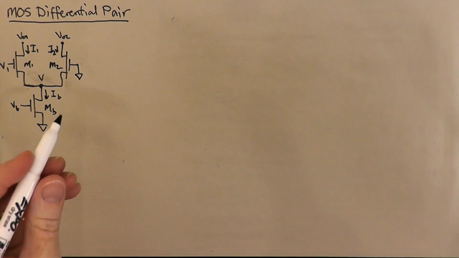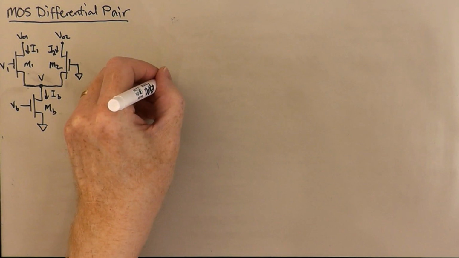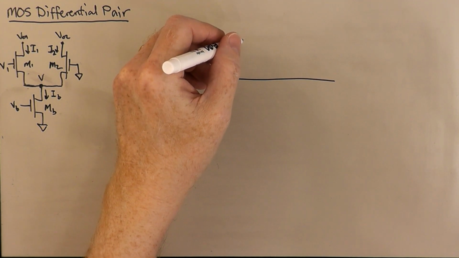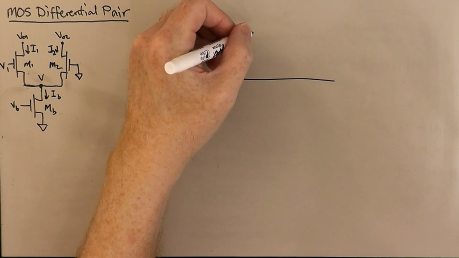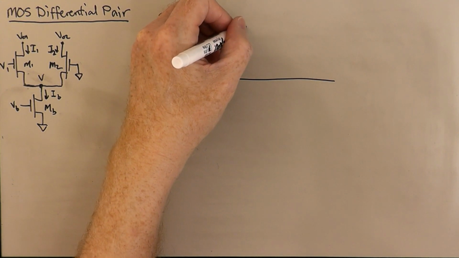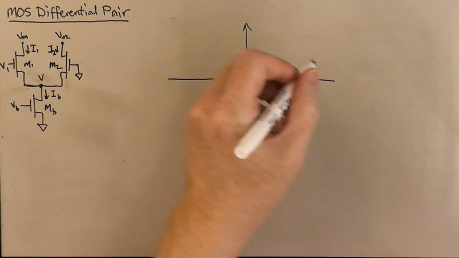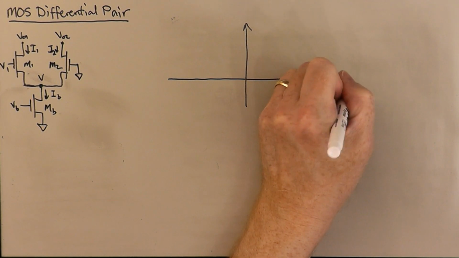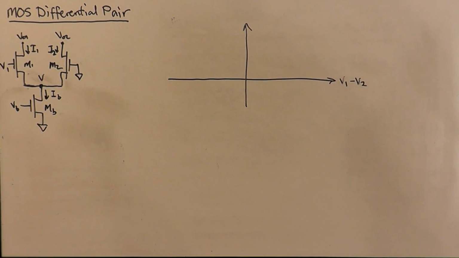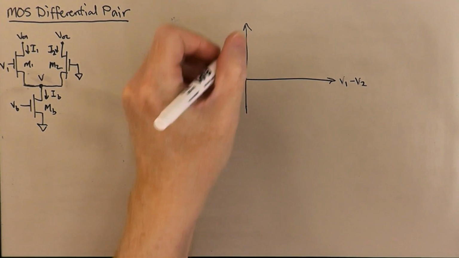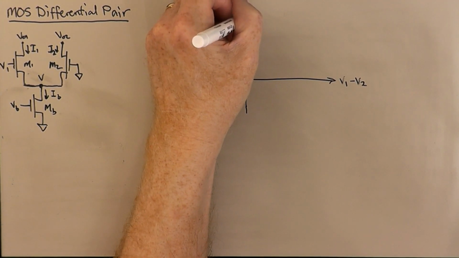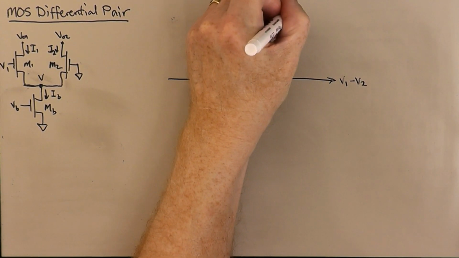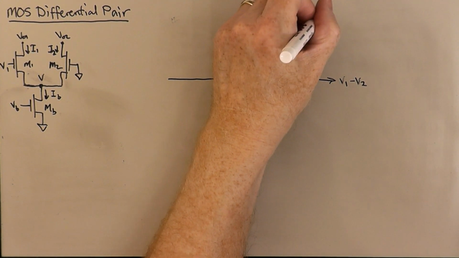All right, so qualitative IV sketch here. What we're going to do is plot the difference between V1 and V2, V1 minus V2, on the horizontal axis. And on the vertical axis we're going to plot I1 and I2, I1 minus I2, and I1 plus I2.